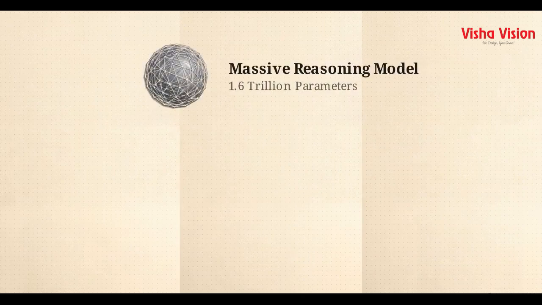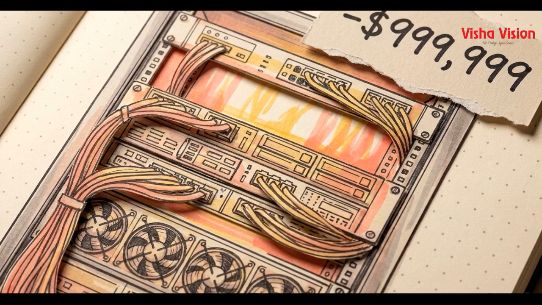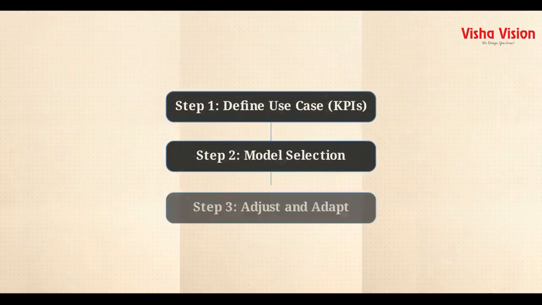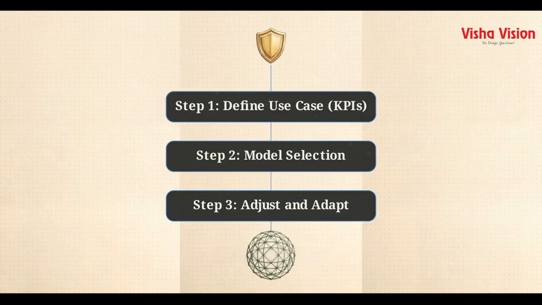If you take a massive reasoning model and assign it a simple task like summarizing chat logs, you are going to burn through your budget and severely throttle your application's speed. The tools are right, but the application is entirely misaligned. To avoid those fatal errors, we rely on a definitive 4-step framework. It acts as a strict decision tree blueprint designed to protect your return on investment and push prototypes out of your development environment and into the real world.